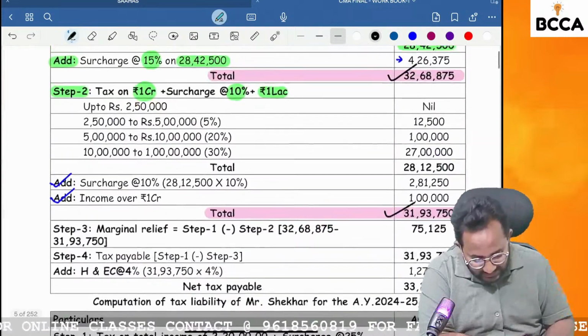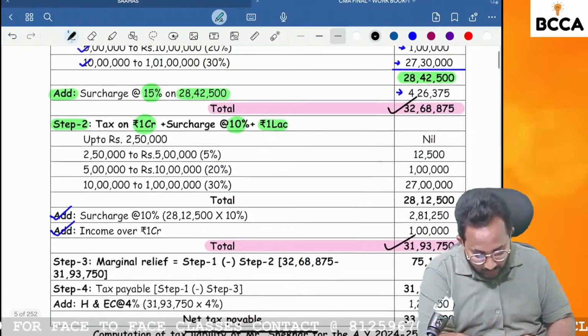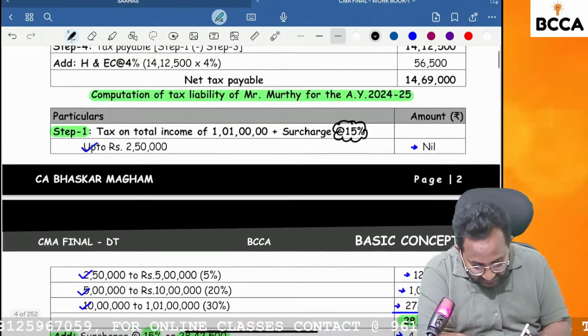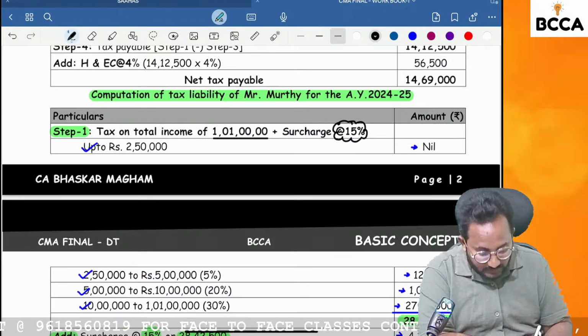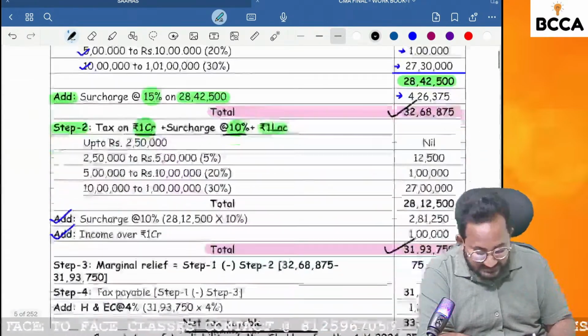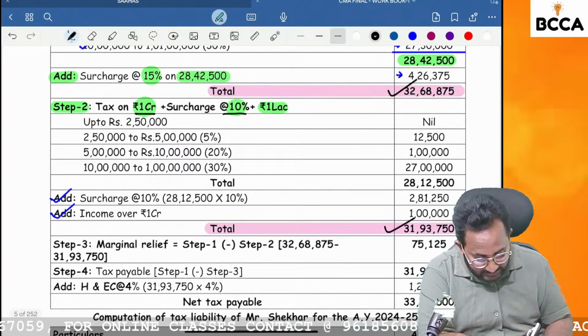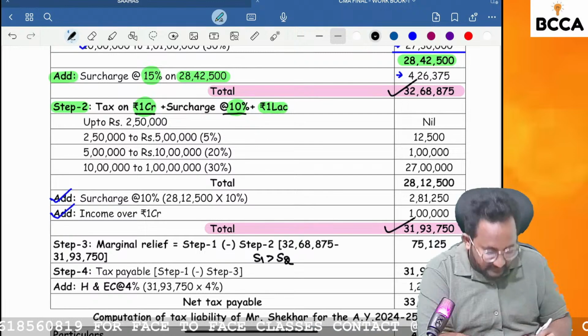Normally, what is the surcharge? 15 only. But basic limits are up to 1 CR at 10%. Yes, sir. 1 CR crosses marginally, and income increases by 1 lakh only. For that 1 lakh, you are increasing the 15% surcharge. That's why. So, can you tell me, step 1 is more than step 2 or not?